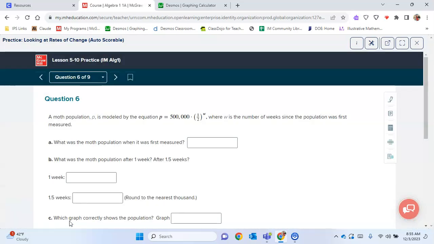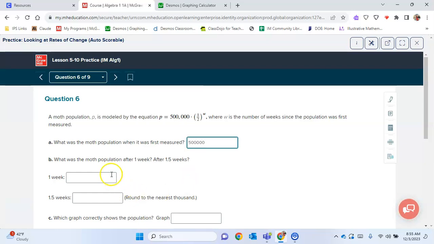Question 6. A moth population P is modeled by the equation 500,000 times 1/2 to the W power, where W is the number of weeks since the population was first measured. What was the moth population when it was first measured? All right, that would be A, which is 500,000, the beginning population.